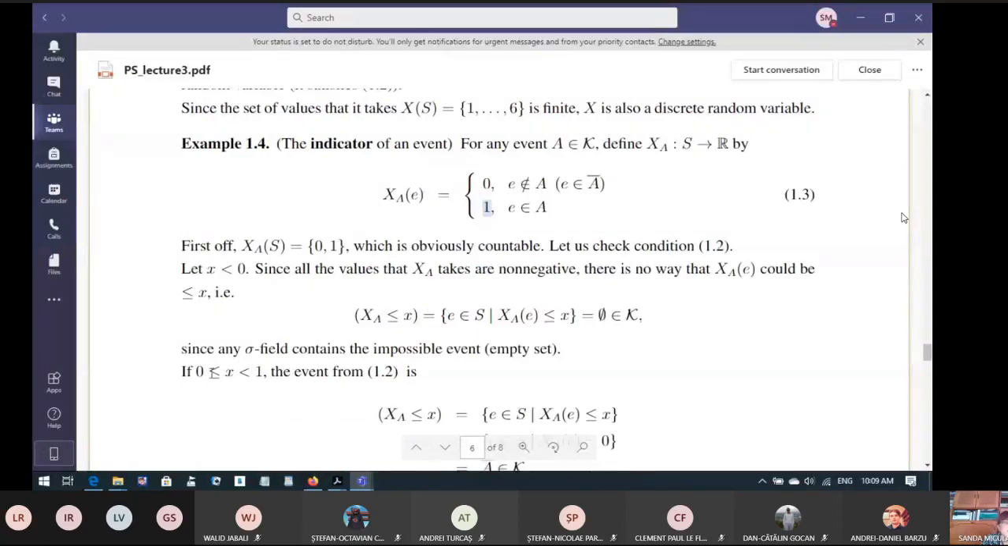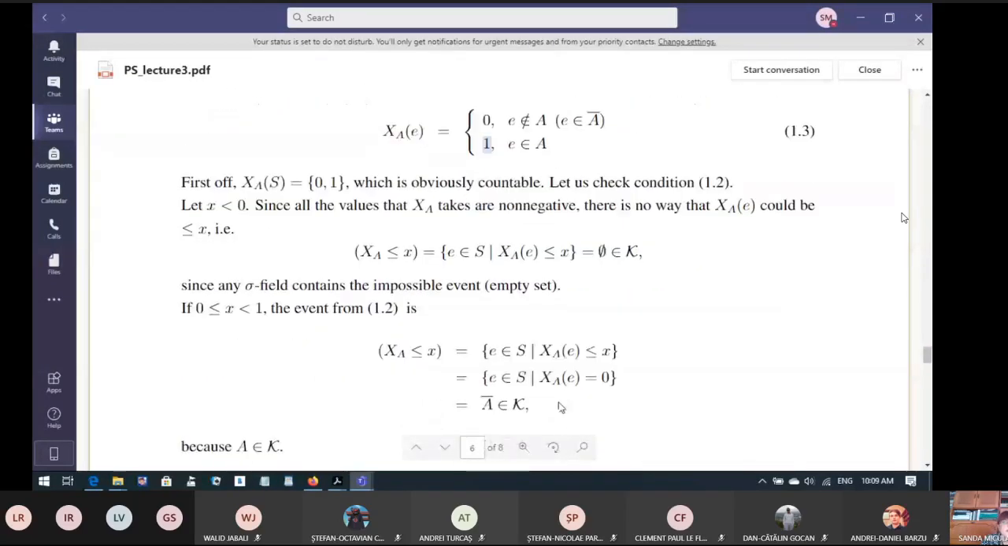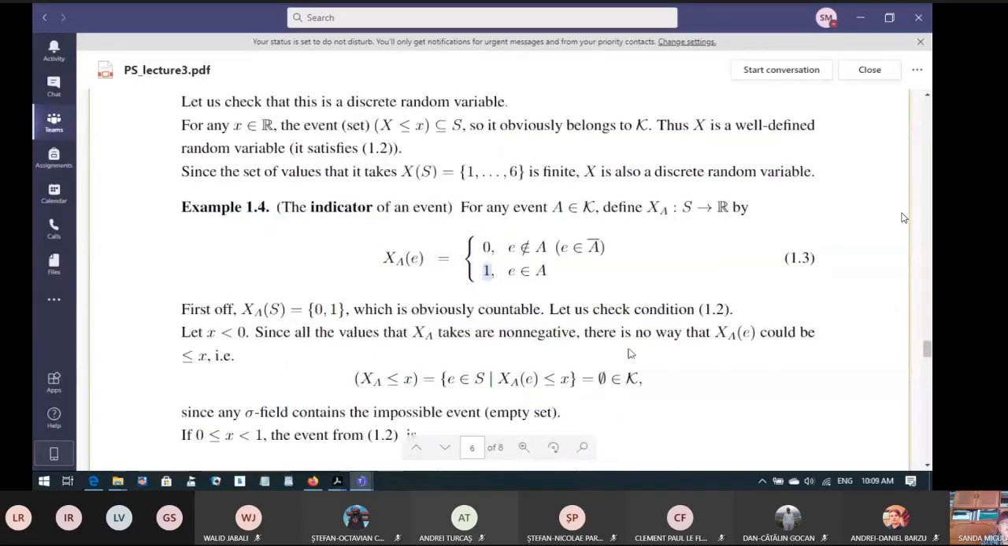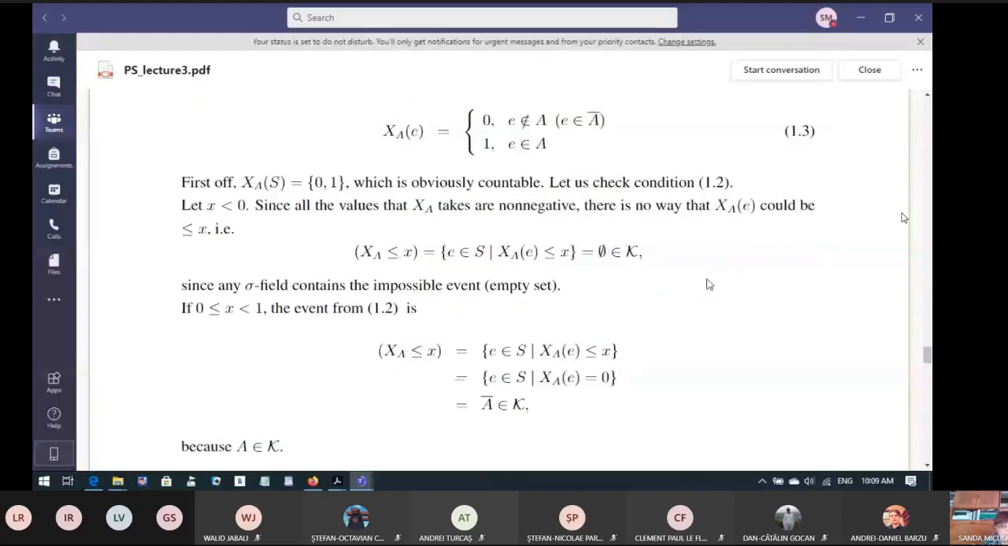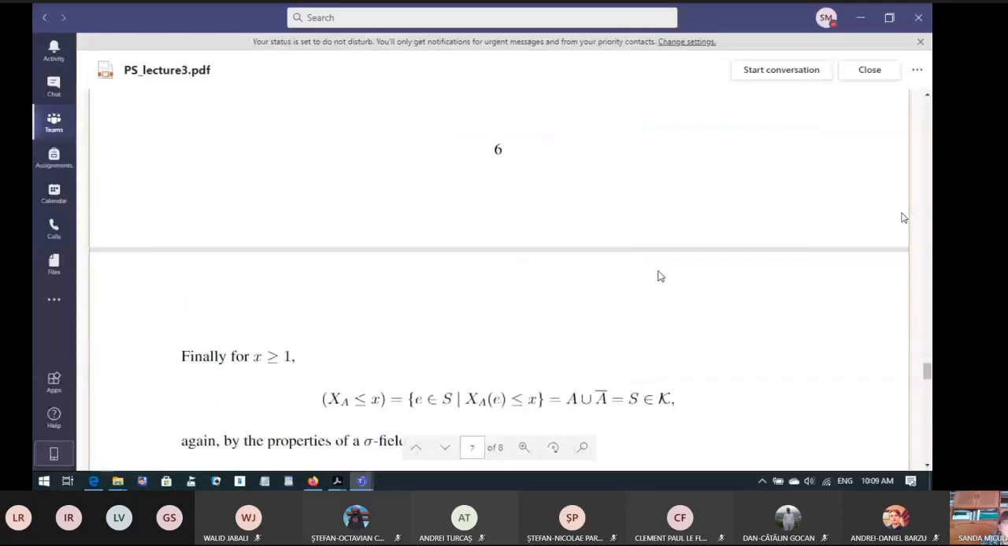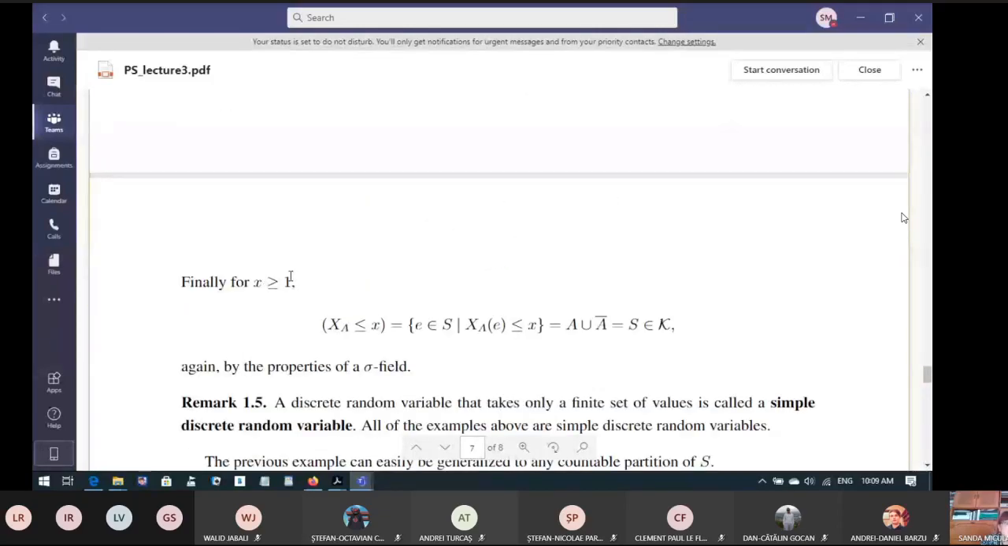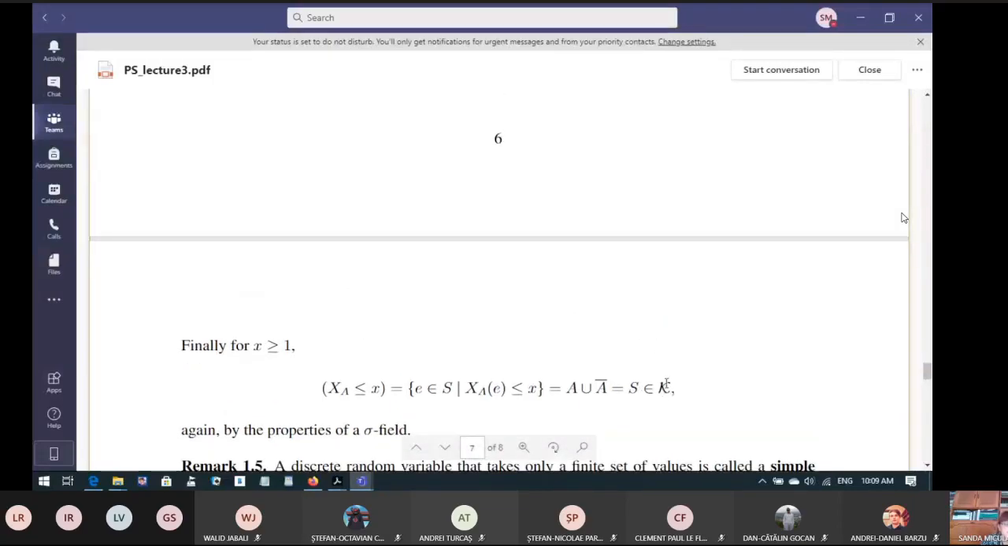For x between 0 and 1, this set was the complementary event of A, which again belongs to the sigma field because A did, right? And that's one of the properties of a sigma field. Like I said, it contains all the usual operations with sets. And finally, for x greater than or equal to 1, we got the entire sample space.